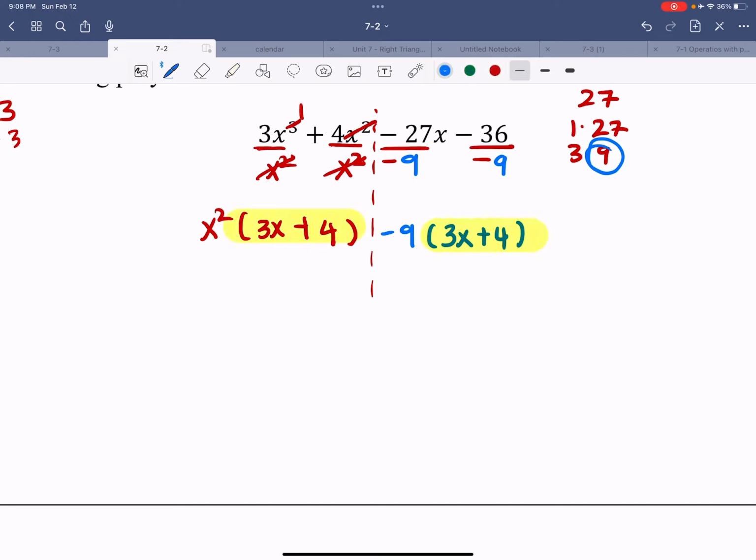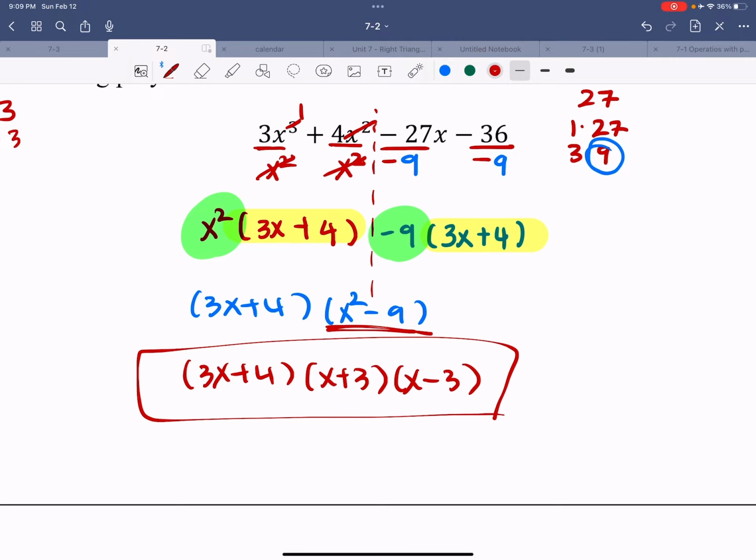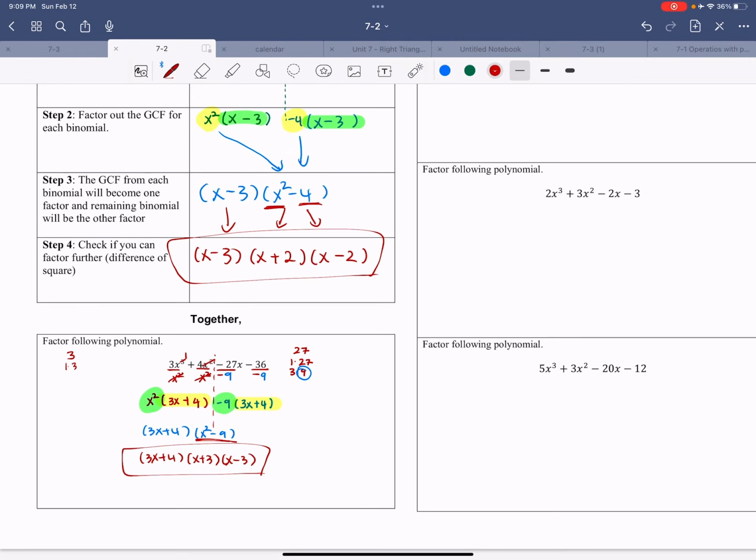Let's factor this one out. And just like last time, let's write down this remainder on the side. And what's the next step? You factor this one out further. x plus 3, x minus 3. And that's it. Very simple.